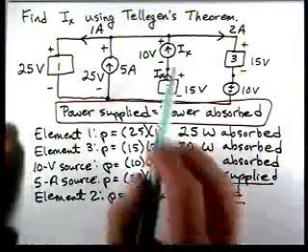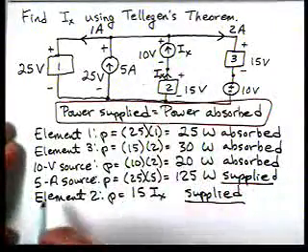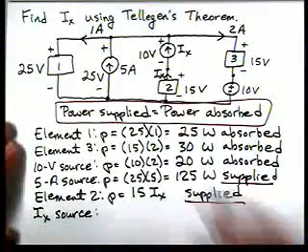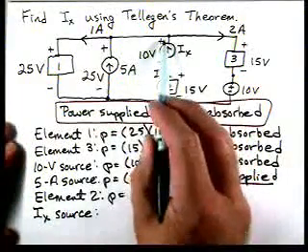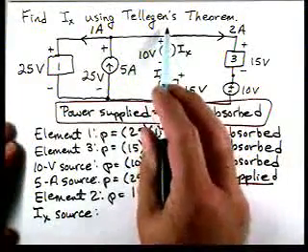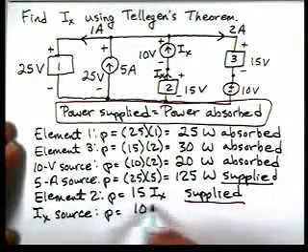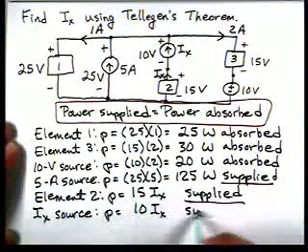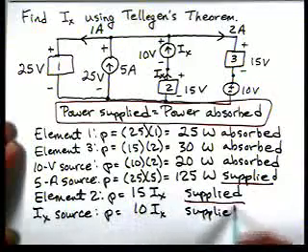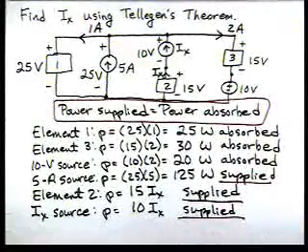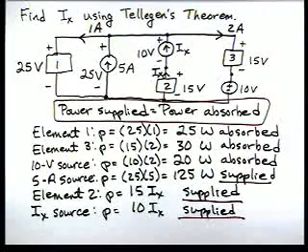And then for this current source, if we look, again, the current's leaving the plus sign. So the power supplied is going to be 10 Ix. Now we've got the power supplied or absorbed by all the elements.